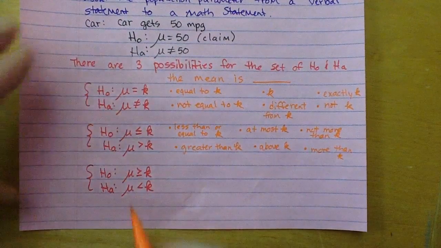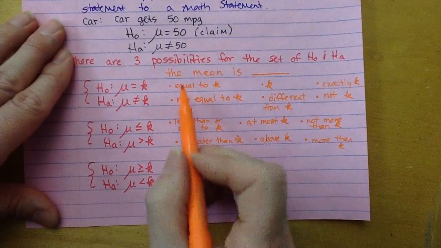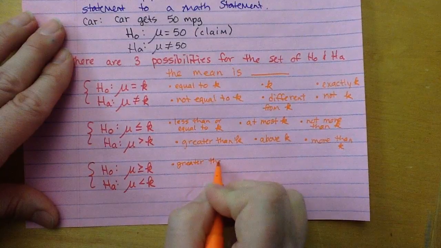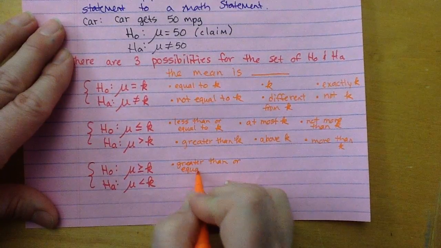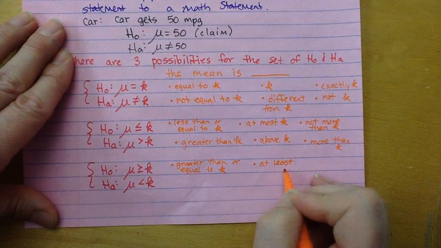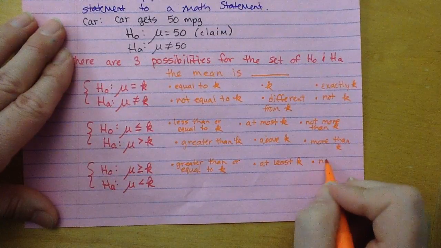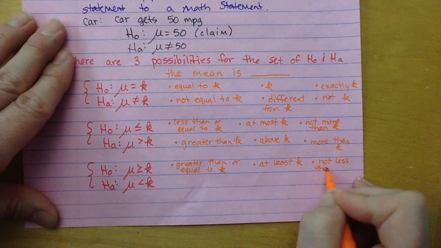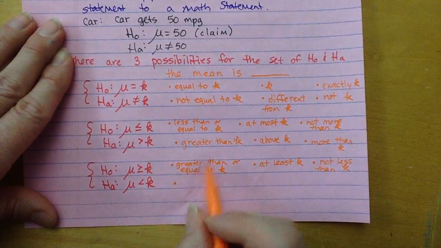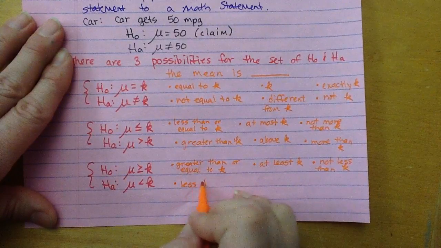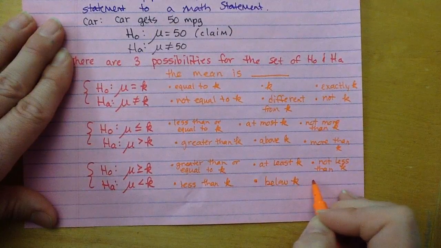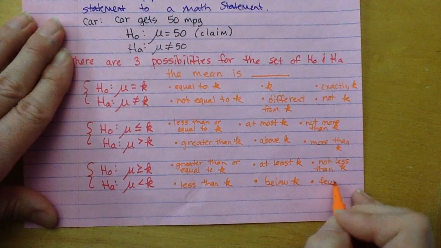For a null hypothesis that mu is greater than or equal to k, you might see words like the mean is greater than or equal to k, or the mean is at least k, or the mean is not less than k. The alternative hypothesis words would say things like the mean is less than k, or the mean is below k, or the mean is fewer than k or lower than k.